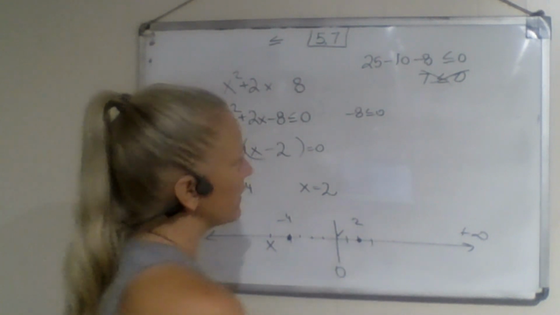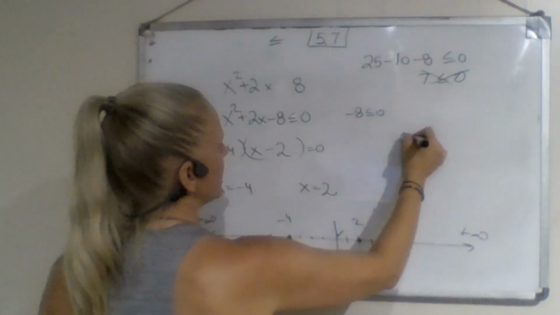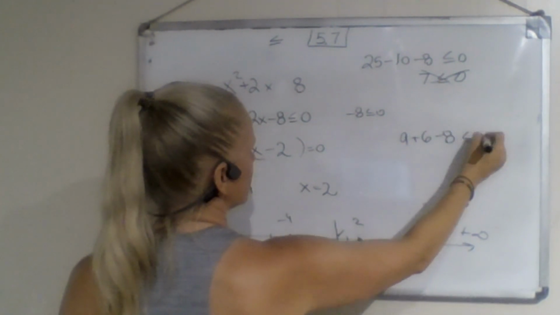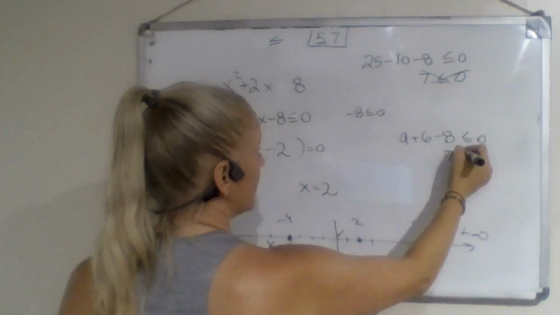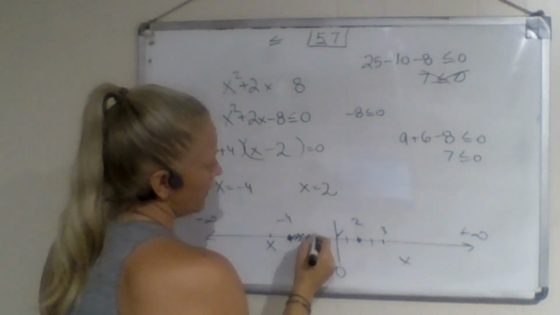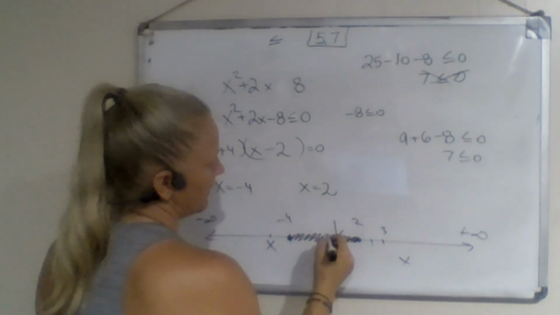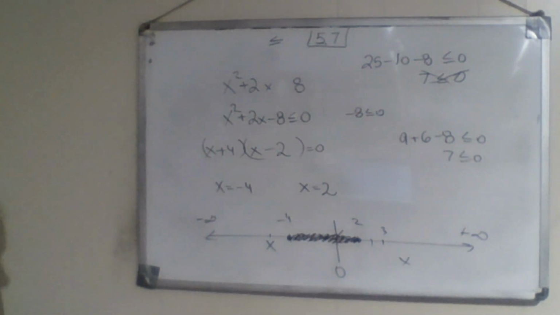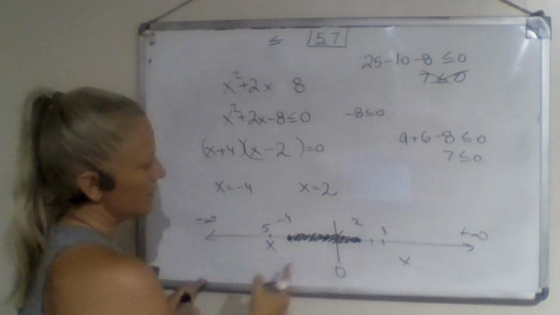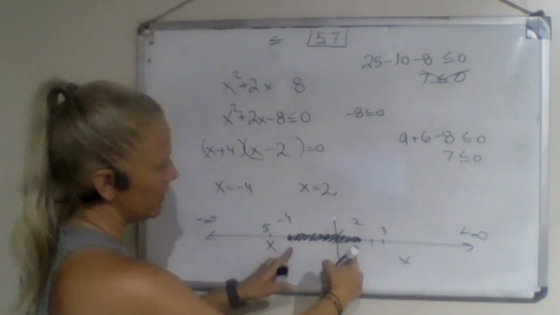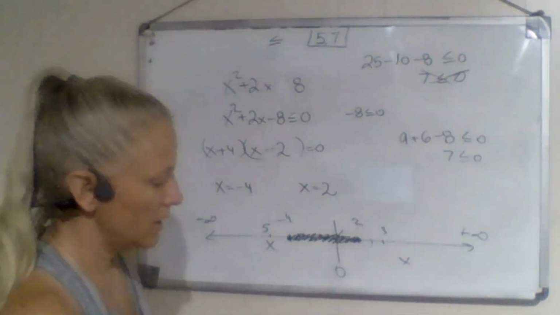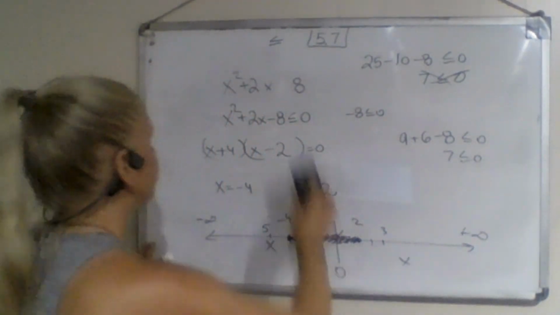And I can also pick 3 and see if it works. 9 plus 6 minus 8 should be less than or equal to 0. 15 minus 8, 7, is not less than or equal to 0. 3 did not work. So the only interval that works is in here. You want to check and see where your solution works. You pick a number from each of them. So you go from here to here, pick one. From here to here, pick one. From here to positive infinity, pick one. Really, pick the next one over and see if it works or doesn't work.